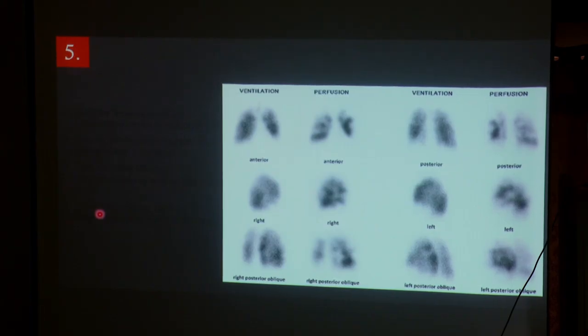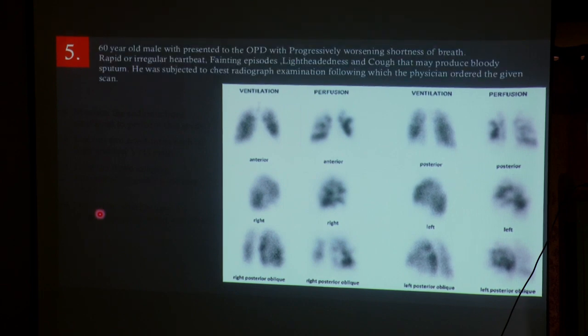So coming to the next question. I think all of us are well versed with this scan. This is a ventilation perfusion scintigraphy. Here there's a 60-year-old male who presented to the OPD with progressive worsening shortness of breath, rapid irregular heartbeat, fainting episodes, lightheadedness, and cough. Chest X-ray was done, followed by this scan which was performed. We know what this scan is, so we'll now identify this. We'll come to the radionuclides employed to perform this study.